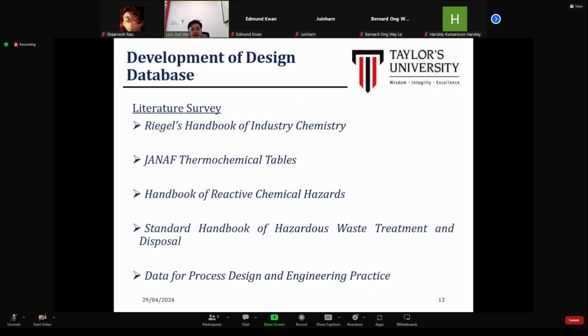Okay, so besides that, if you have any problem related to the hazard of the chemical or raw material that you are going to use, you can also refer to the handbook here. Or maybe you are not sure how you are going to treat the waste that you are going to generate, then you can also refer to the handbook here. So in the lecture notes, I try to provide you some of the reference books that you can refer to in order to get the relevant data or even knowledge to support your chemical plant design.